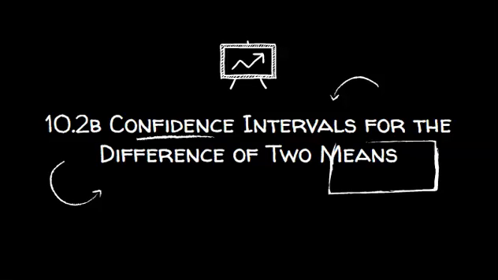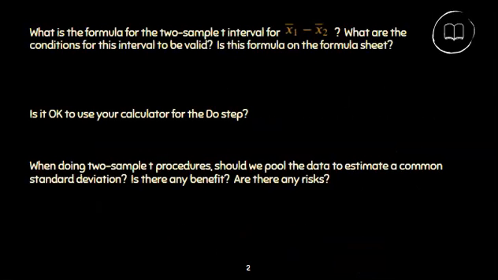All right, in part B of chapter 10, we're going to do confidence intervals for the difference of two means. So now we're talking about confidence intervals. What's the formula for a two-sample t-interval for the difference of two sample means? What are the conditions for this to be valid? Is it on the formula sheet? So here we go. Here's the formula.